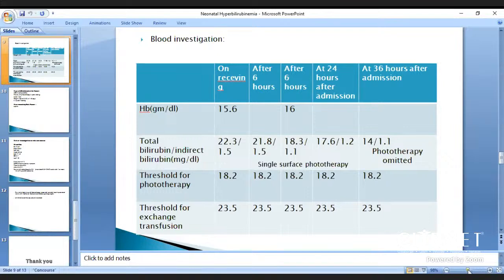At 24 hours after admission, our total bilirubin is 17.6 milligram per deciliter, and the threshold for phototherapy is 18.2, which is near phototherapy threshold, but within 2 milligram per deciliter of phototherapy threshold. So we continued with phototherapy.